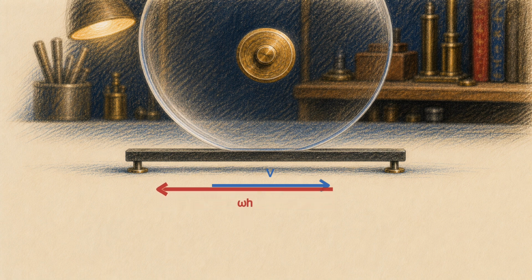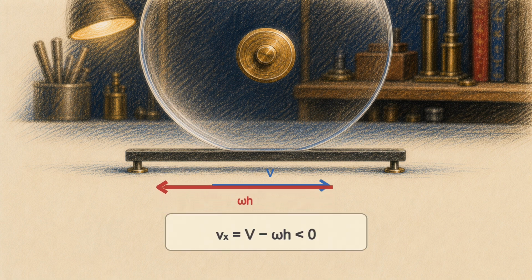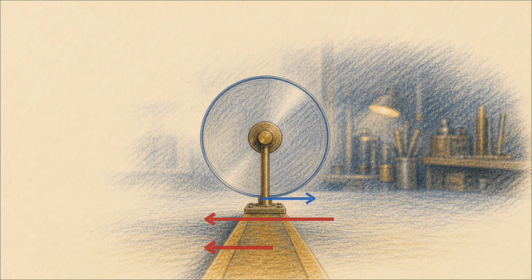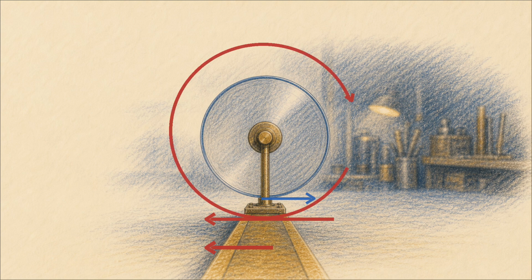Lay them on top of each other. The right arrow cancels most of the left one, but not all of it. A small arrow to the left remains. That point is moving backward relative to the ground. That is the whole proof. The same ride forward, but a longer sweep backward.